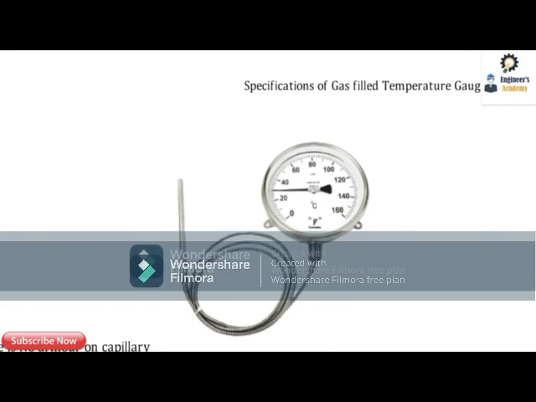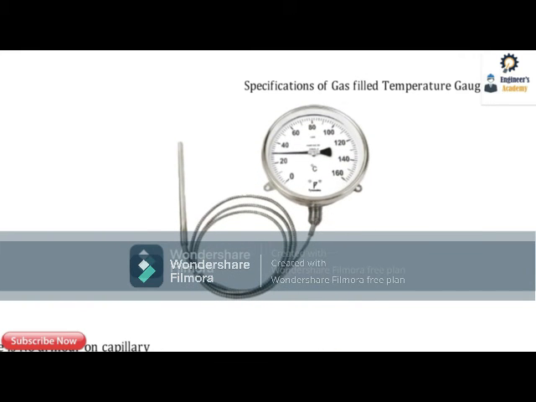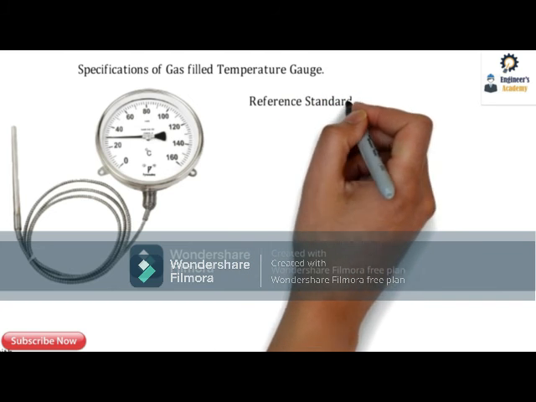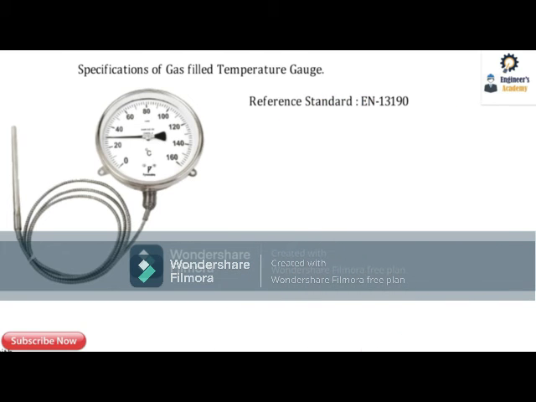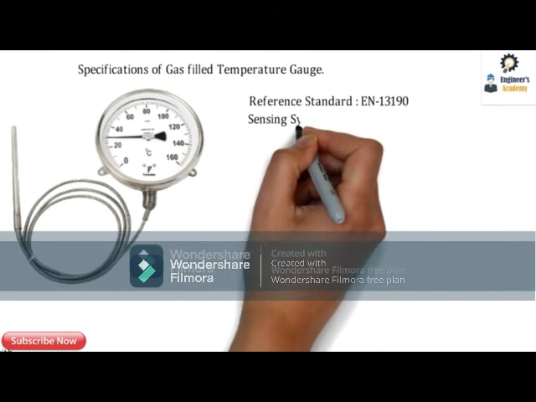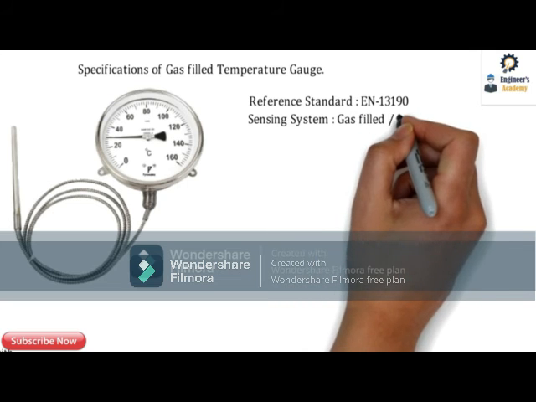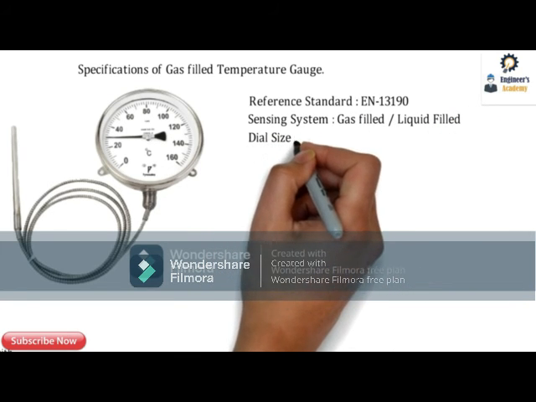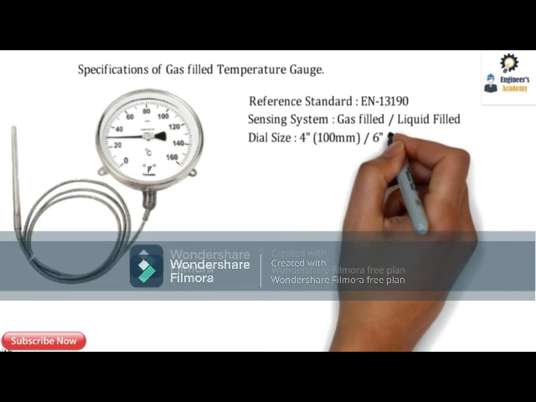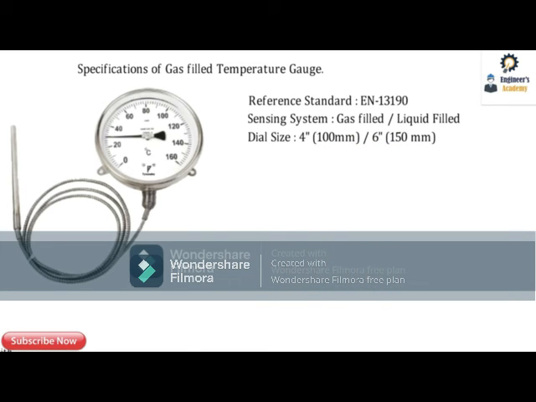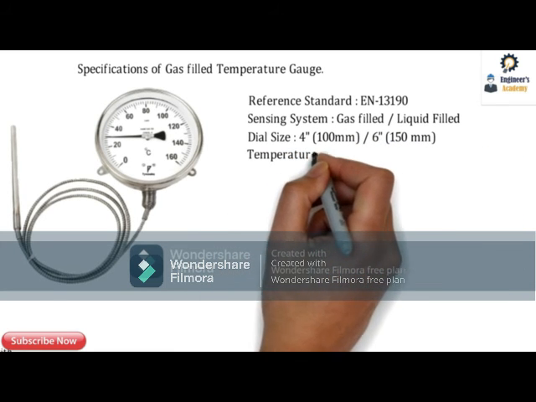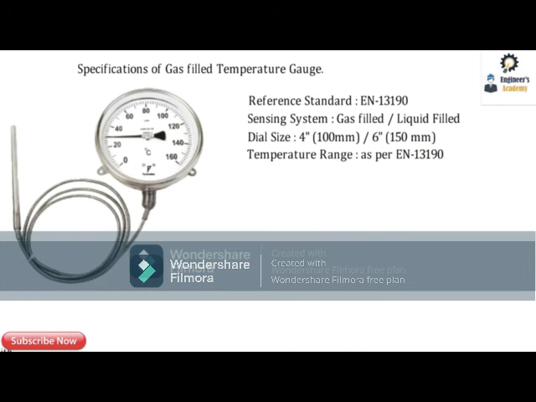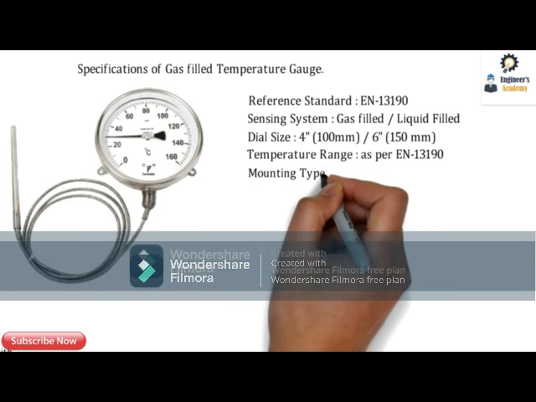So let's check out the specifications of the gas filled temperature gauge. The first one, which is very important, is the reference standard. Every manufacturer has to comply with the reference standard, that is EN 13190. Then the sensing system can be gas filled or liquid filled. The dial size can be 4 inch or 6 inch. Gas filled cannot come in 2.5 inch. The temperature range always corresponds to the standard, EN 13190.